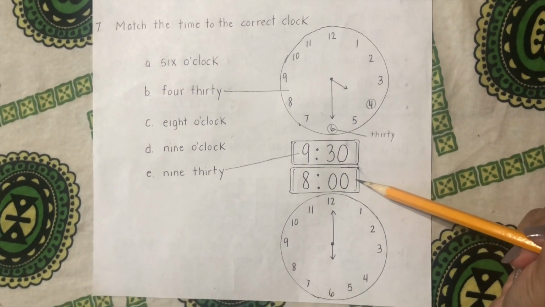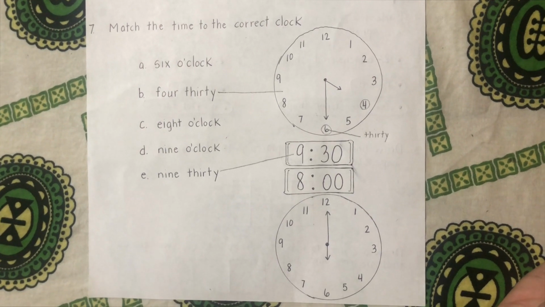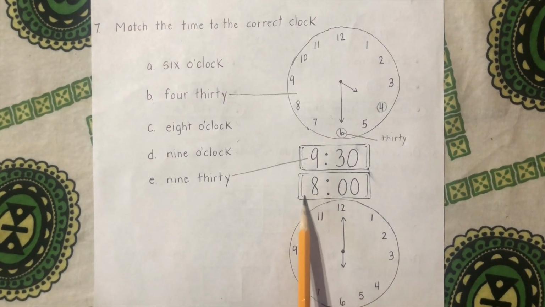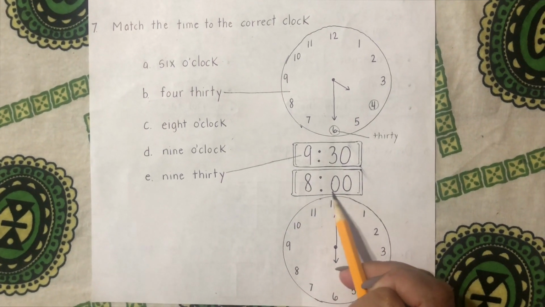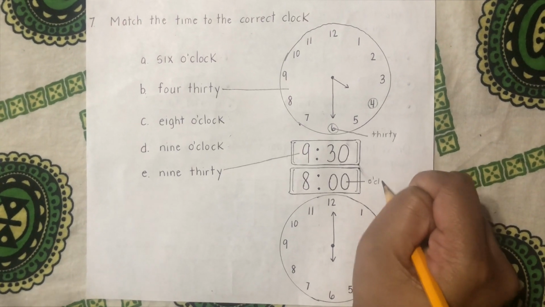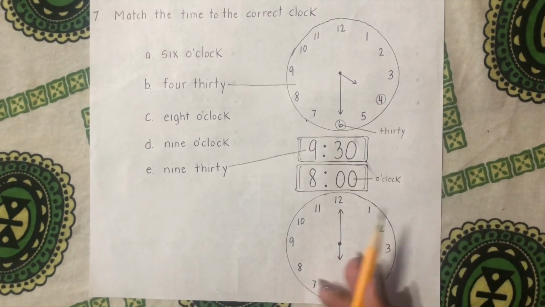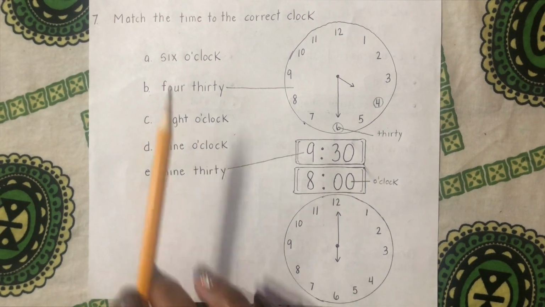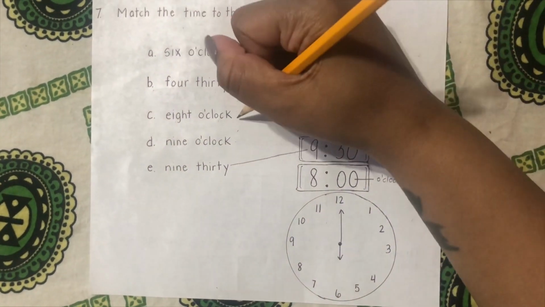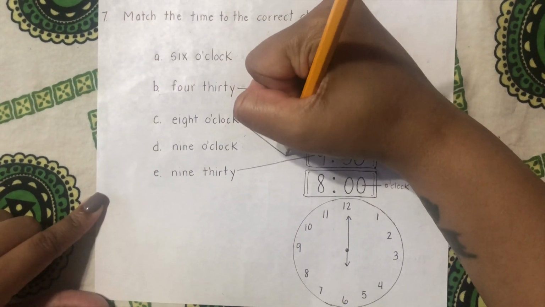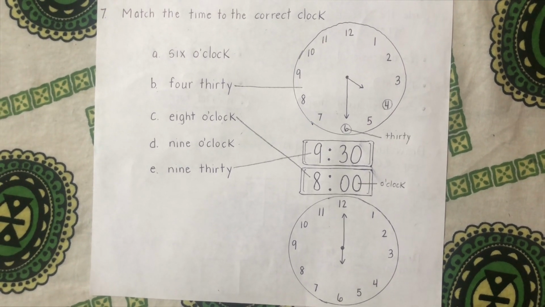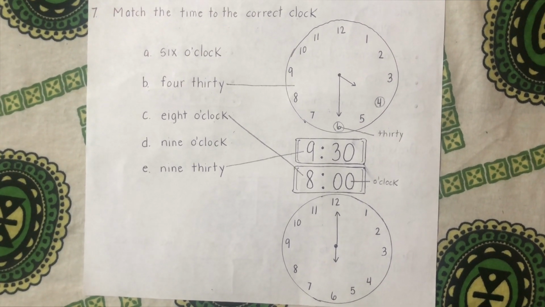All right, my next clock says 8 o'clock. This 8 is the hour, and these 2 zeros represent o'clock. So I read this time as 8 o'clock. 6 o'clock, 4:30, 8 o'clock. Let me draw a line from C to my digital clock that reads 8 o'clock. Yay, Bo? All right, now let's look at our last analog clock.